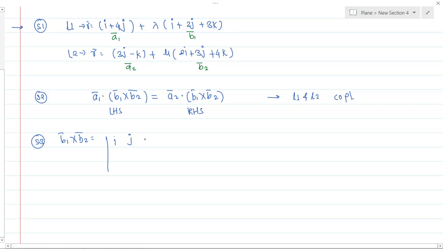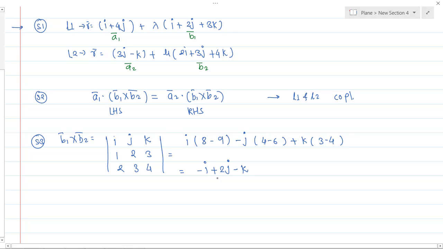Let's take the determinant with rows i, j, k; 1, 2, 3; 2, 3, 4. Expanding, we have i into (2 into 4 is 8, minus 9) minus j into (4 minus 6) plus k into (3 minus 4). This equals minus i plus 2j minus k. This is what we get for b1 bar cross b2 bar.